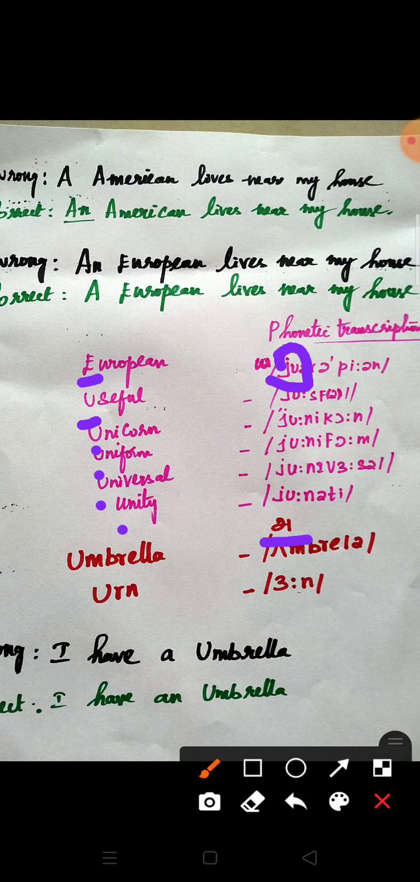Next, urn. U is pronounced here as a vowel sound, but it is not uh. Earn, earn. So even though the words start with a vowel letter, we should see the pronunciation, the sound of the given word. Whether it starts with a vowel sound, we have to put an before that. Whether it starts with a consonant sound, we have to put a.